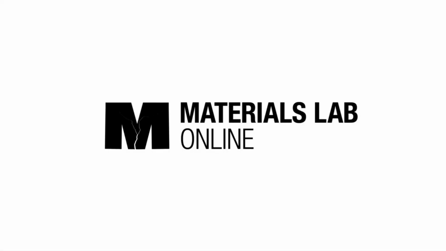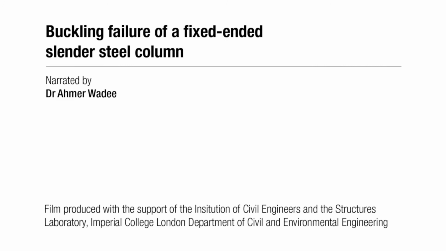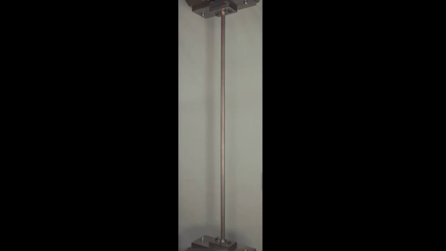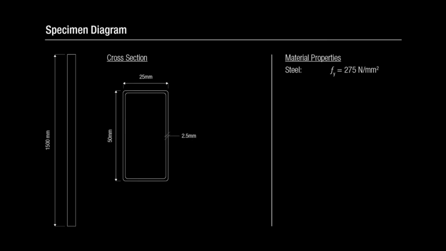EC3 provides little information on how to determine critical buckling length. Different end restraints affect the buckling lengths of the column. This experiment shows the effect of different end restraints on the buckling length of a column. The specimen is a rectangular hollow section made from structural steel. The length has been chosen so that the failure is dominated by buckling instability. This is primarily a geometric effect.